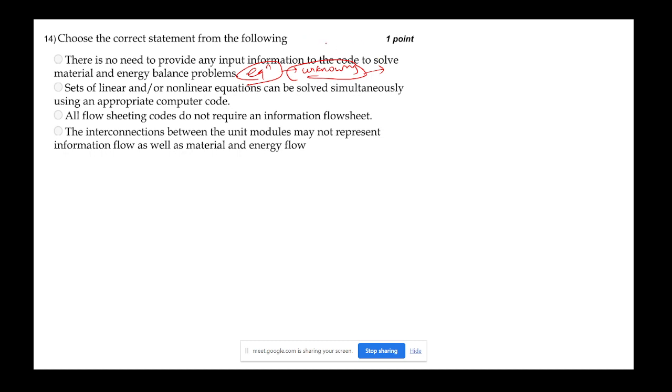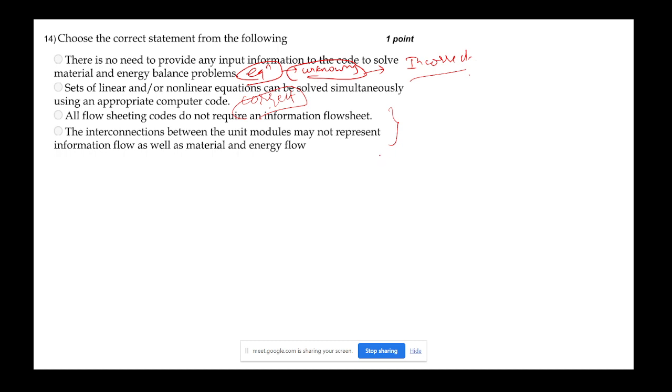So this is obviously an incorrect statement, because without giving any information about the input, you will not be able to solve any equation. So this is incorrect. Next option is, a set of linear or non-linear equations can be solved simultaneously using an appropriate computer code. So this is a correct option. So the answer would be this only, but let's look into the other options as well.